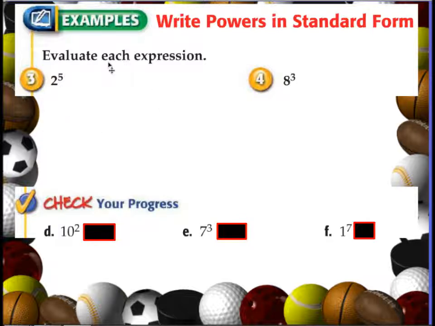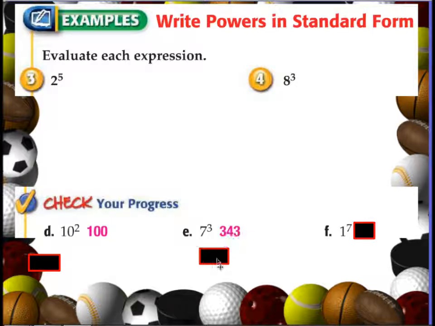Here again, they're telling you now to evaluate each expression. So to evaluate, you just want to go ahead and answer it. Here you would write out 2 times 2 times 2 times 2 times 2, and then solve it. Don't use the calculator. 8 times 8 times 8. And then solve these. 10 times 10 would be 100. 7 times 7 times 7, 343. And 1 to the 7th power would just be 1.